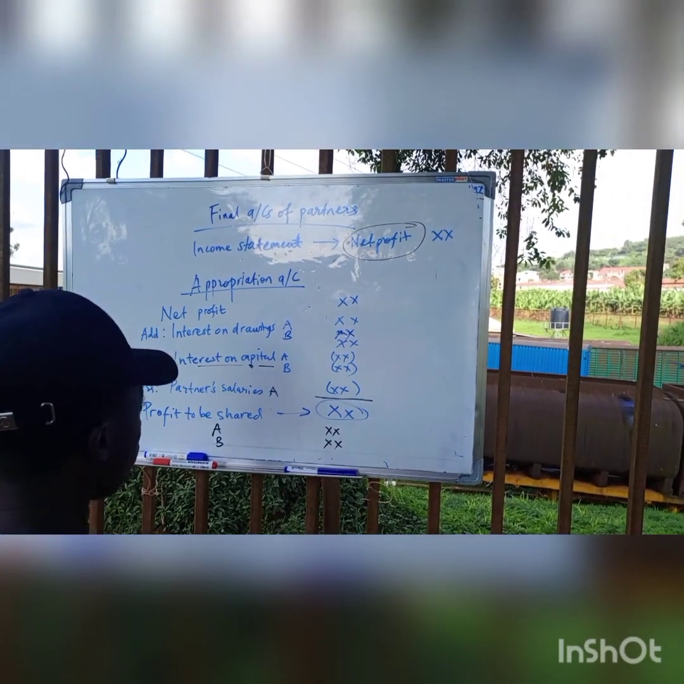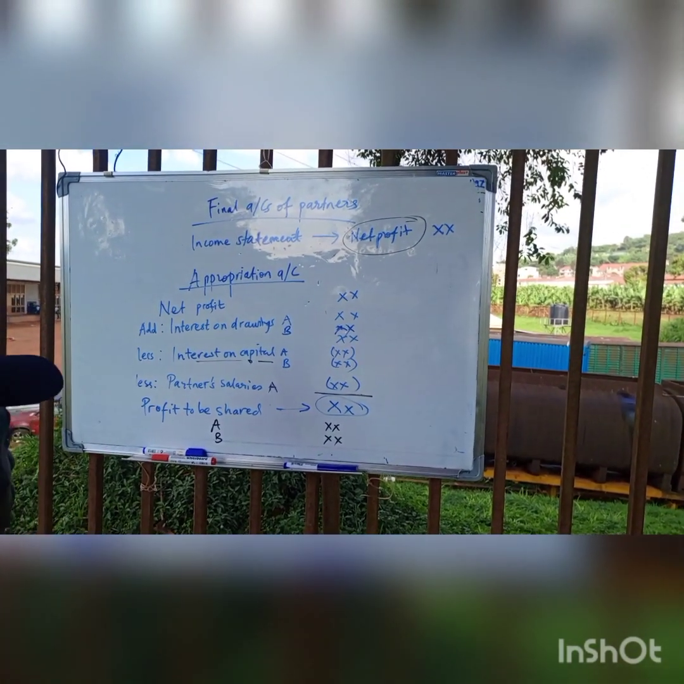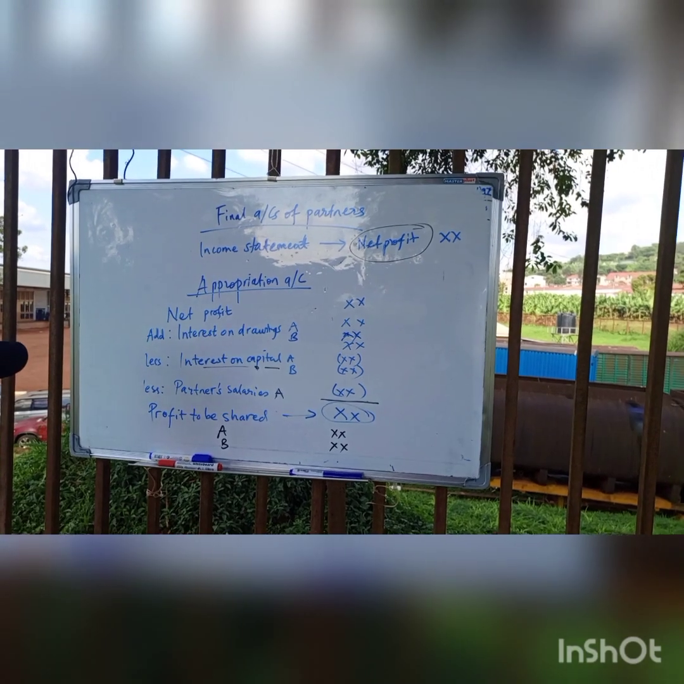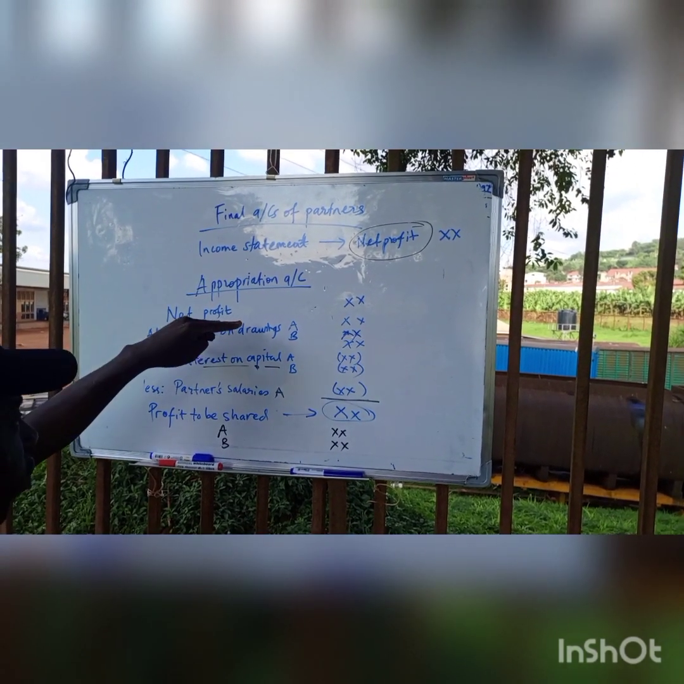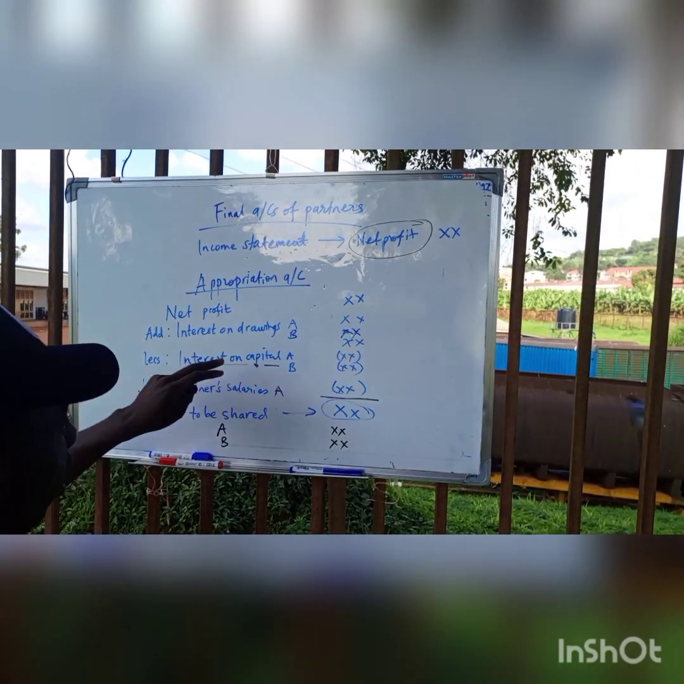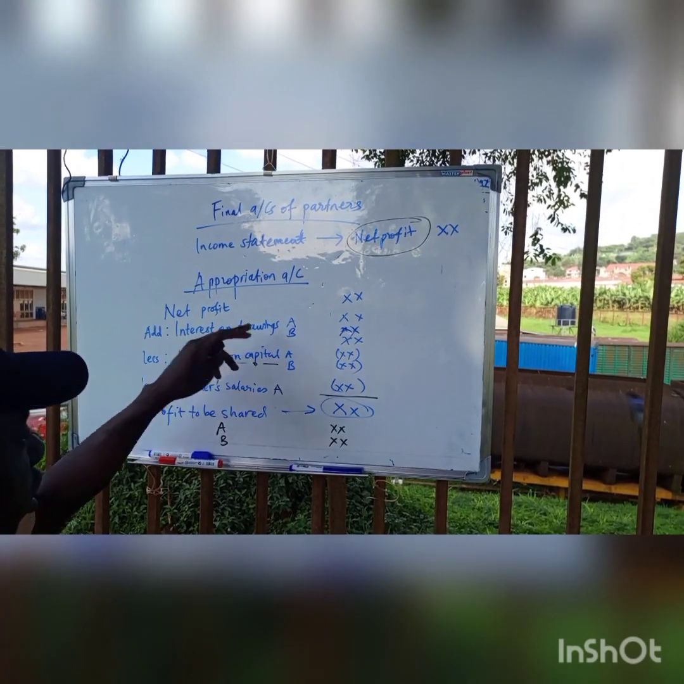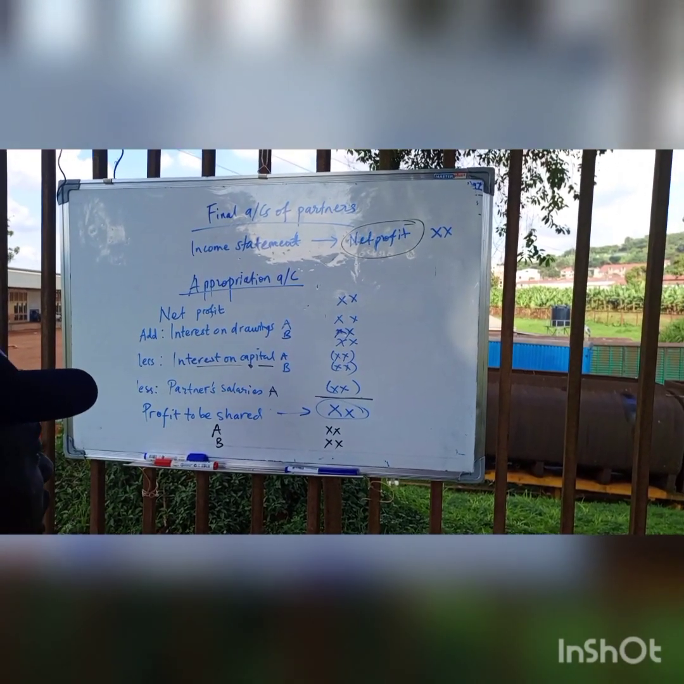You're supposed to be sharing the profits or losses equally. So I think that is all for the appropriation account, as long as you know the adjustments: that net profit figure which you get from the income statement. Then you add on interest on drawings, because this is the partnership business. It is the partners now paying the business.